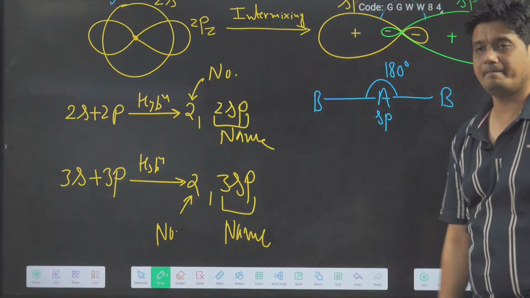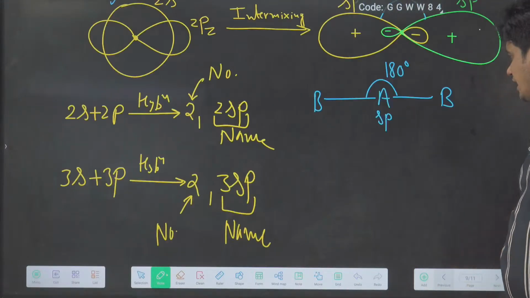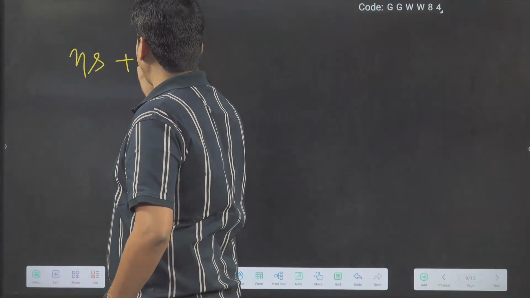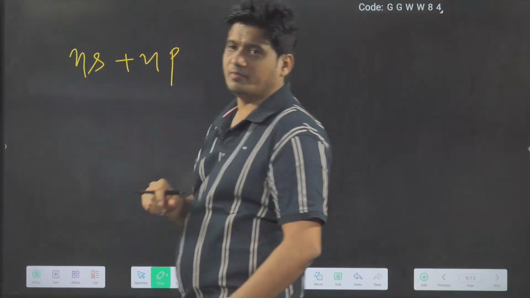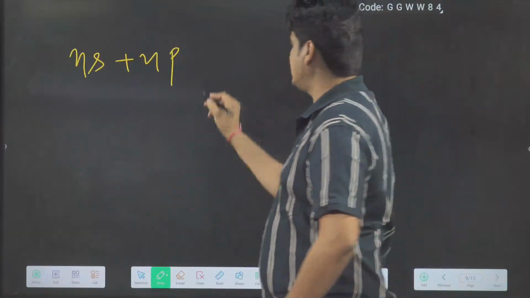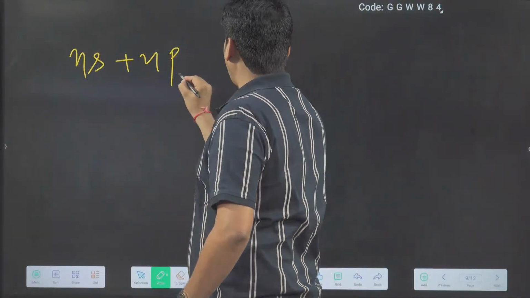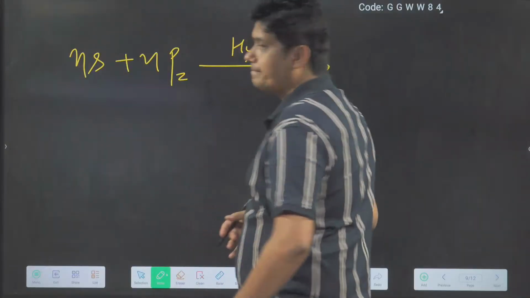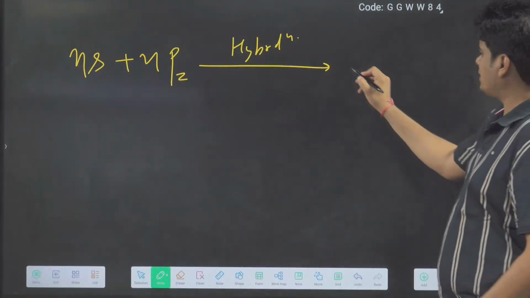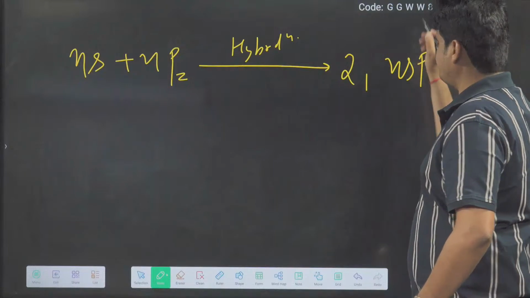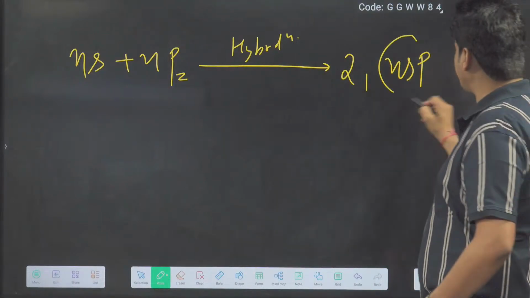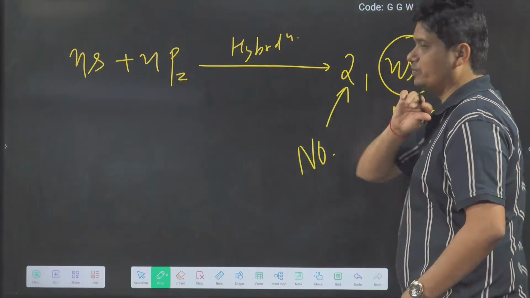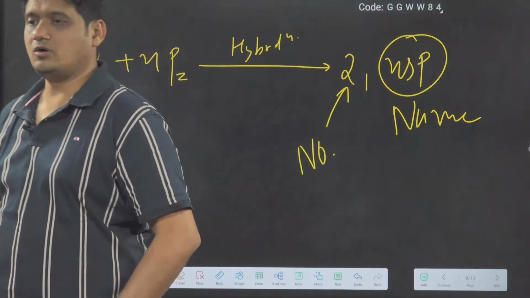hybrid orbital. So what I can generalize: assume ns and np, where n is the principal quantum number, ns and np orbitals, let's say npz, are going for hybridization. Then I will write this as 2nsp. Here this nsp represents the name of the hybrid orbital, and this 2 represents the number of hybrid orbitals. Got the concept or not?